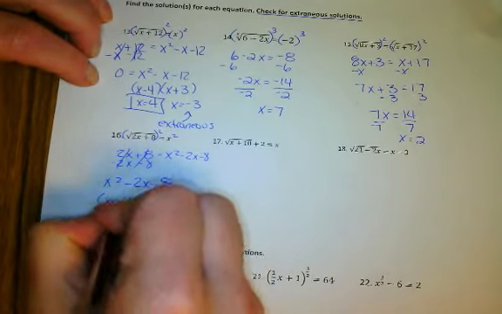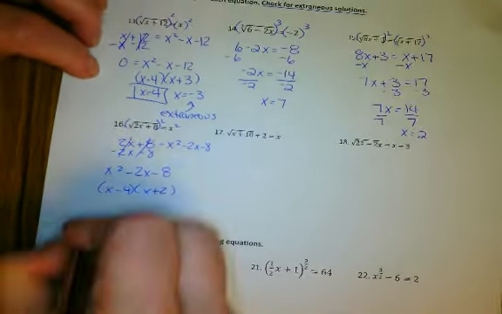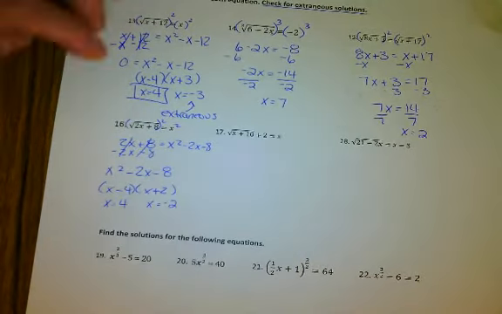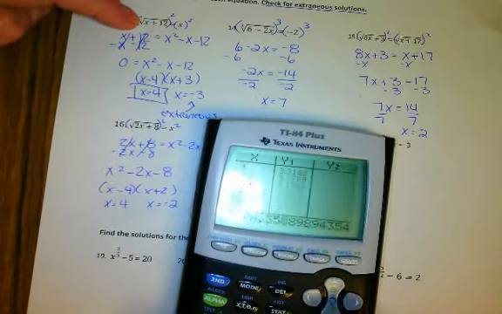So 4 and 2. And that would have to be the negative, and that would have to be the positive. So x equals 4, and x equals negative 2. All right, so again, I'm going to check with my calculator.